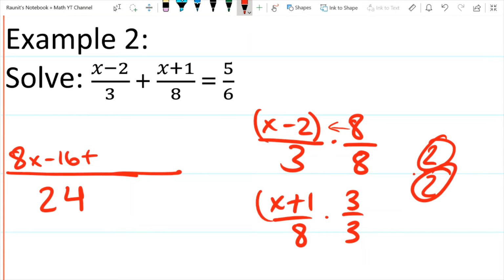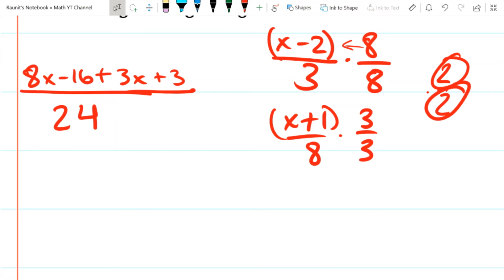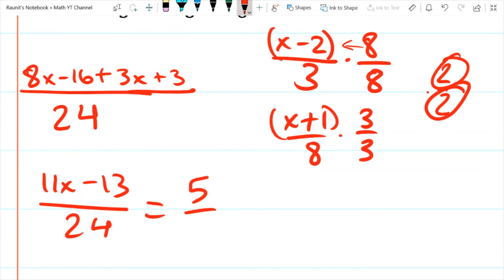So now we're going to use the distributive property again. So 3 times x is 3x, and then 3 times 1, which is 3. So plus 3. Now we're going to simplify this. We're just ignoring the right side of the equation right now because we don't have anything to do with it. So we get 8x plus 3x is 11x, and then minus 16 plus 3, which is minus 13/24, is equal to 5/6.